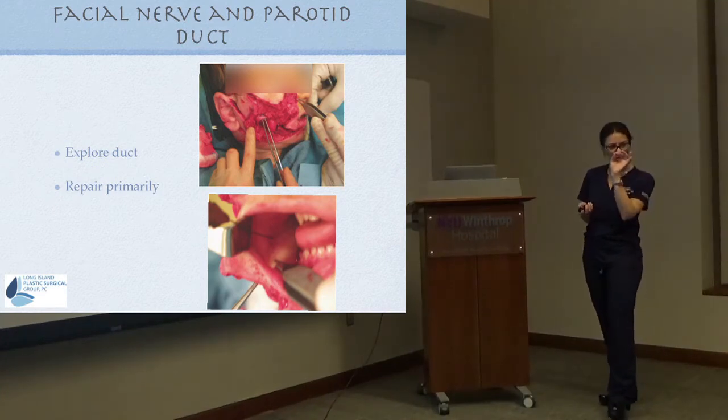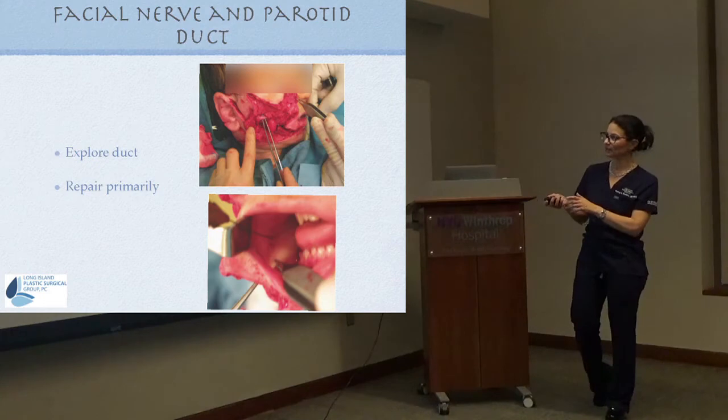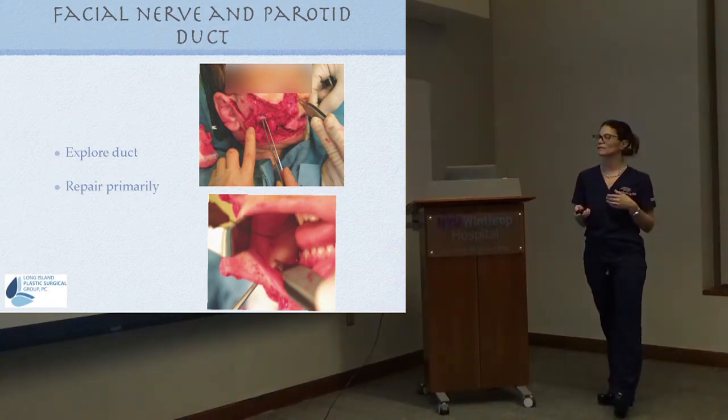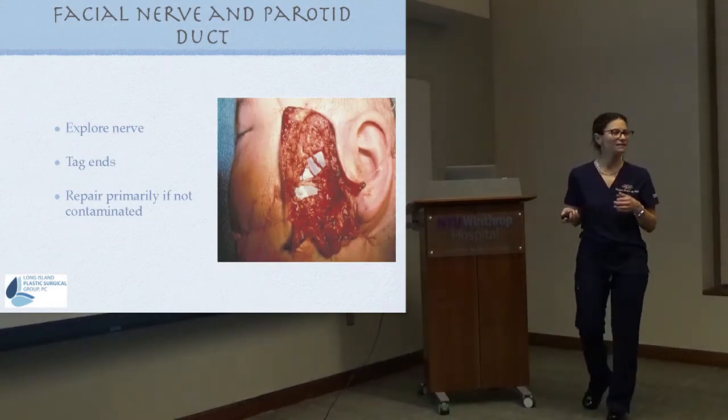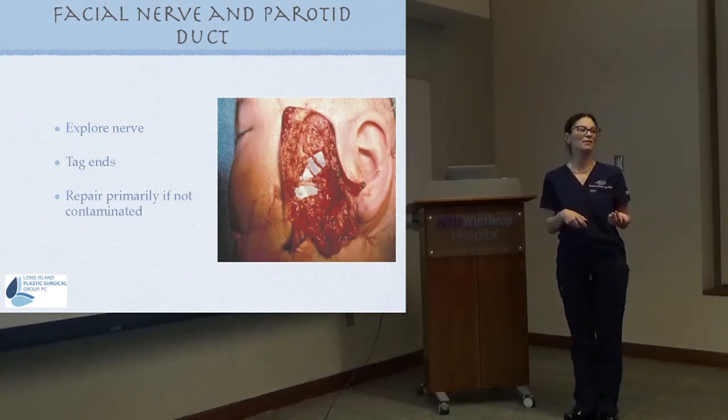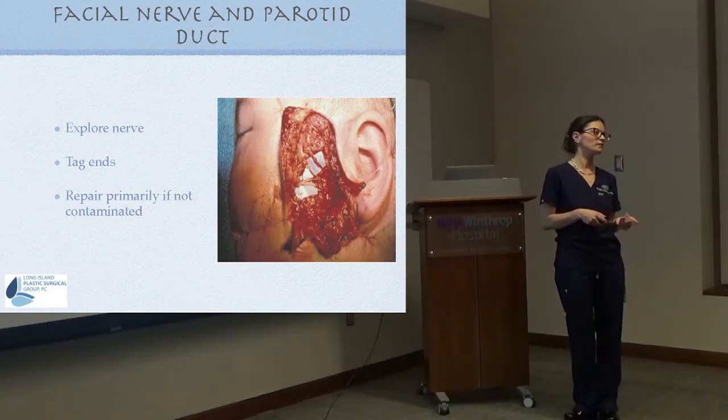You can put a lacrimal probe through it, and that's what I'm doing here. And then you can see whether the duct is intact. If it's not, you repair it primarily. Same thing with the facial nerve. You see it, you tag the ends, and do a primary repair of the facial nerve branches.